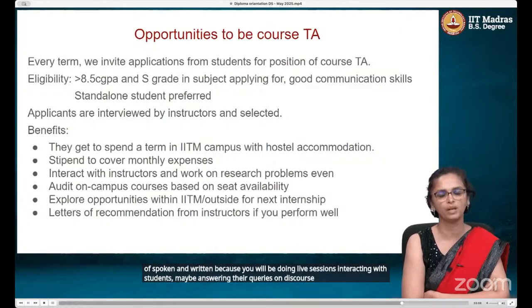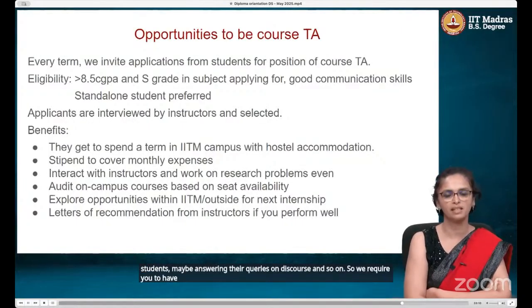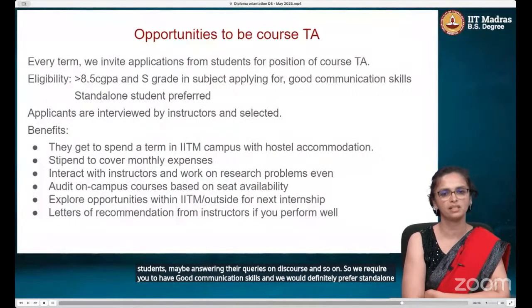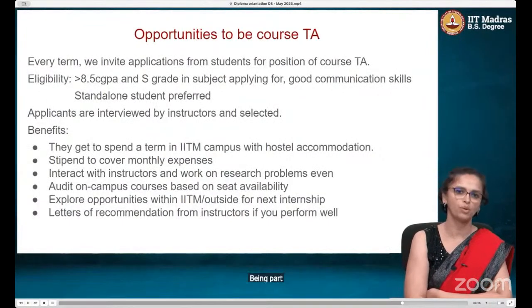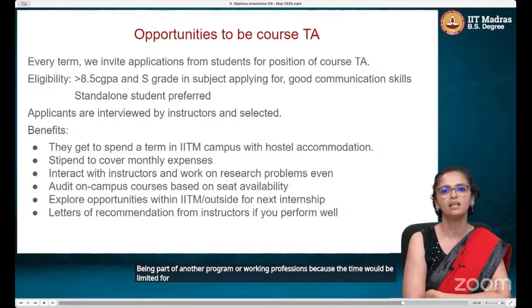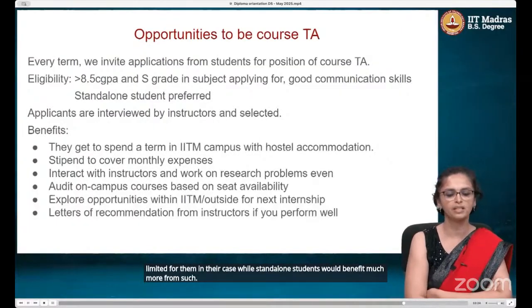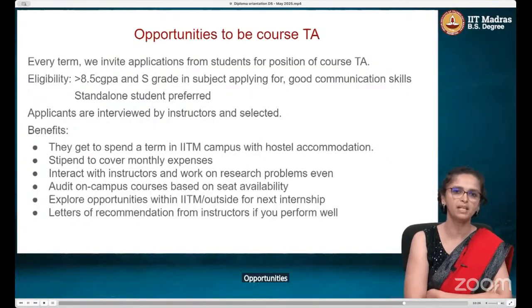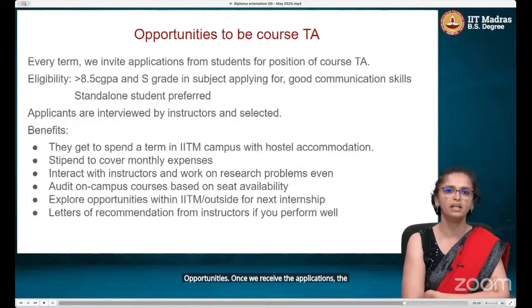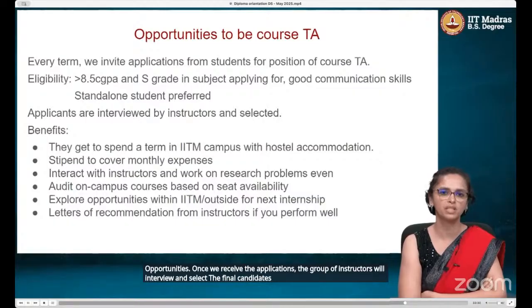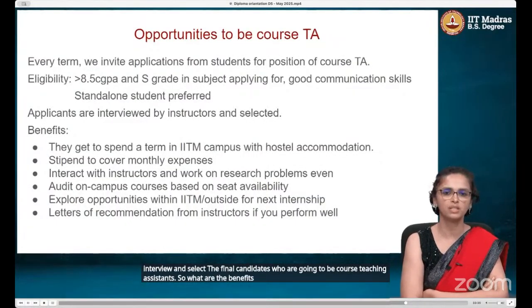So we require you to have good communication skills, and we would definitely prefer standalone students as opposed to students who are part of another program or working professionals, because the time would be limited for them, while standalone students would benefit much more from such opportunities. Once we receive the applications, the group of instructors will interview and select the final candidates who are going to be course teaching assistants. So what are the benefits that such course TAs get?